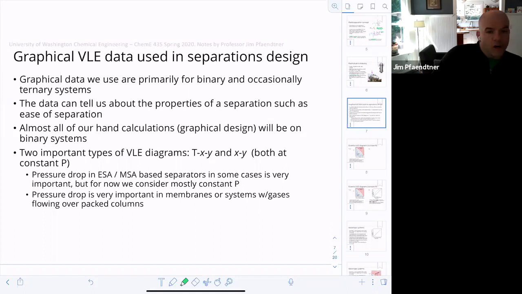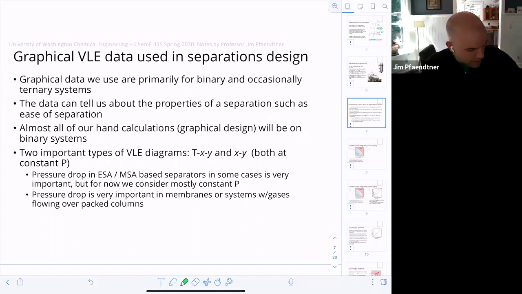And just as a note, we're going to be doing a lot of hand calculations in this class because that's what gives you that engineering intuition, that chemical engineering instinct. You get that from working on these simple problems where you can really easily understand how changing one variable will change the whole outcome of your design process. I'm going to review these two important types of VLE data and highlight some of the key points.